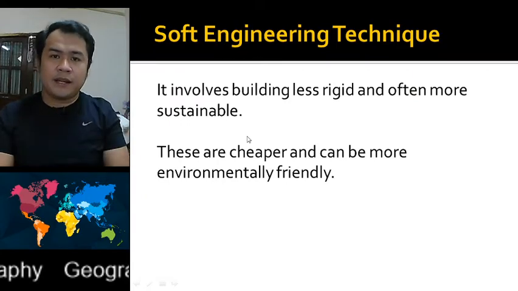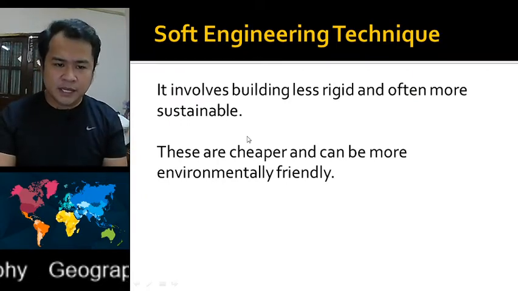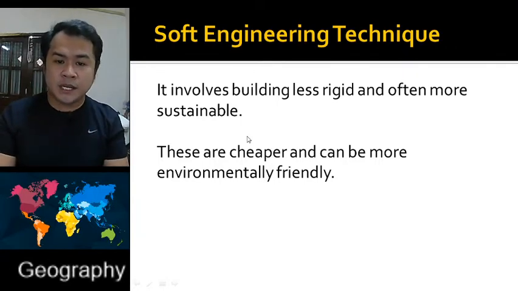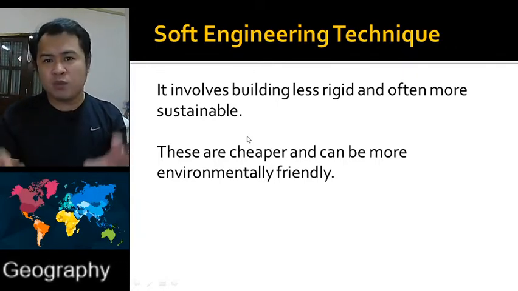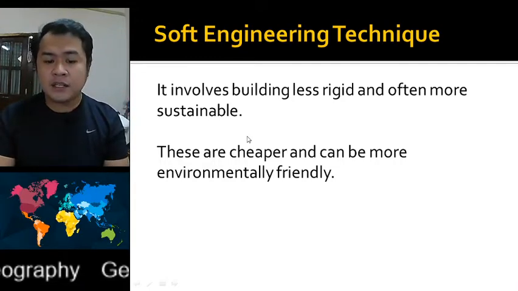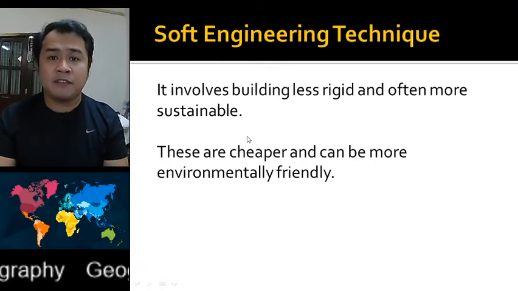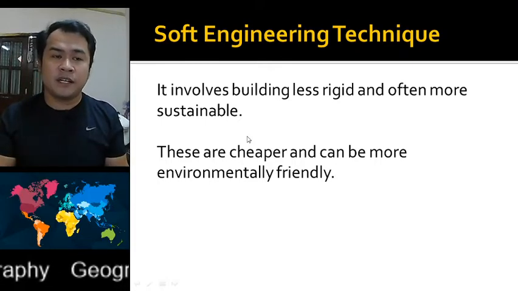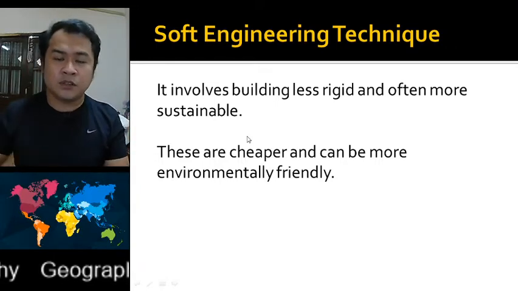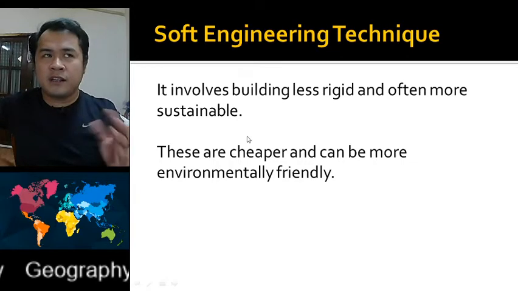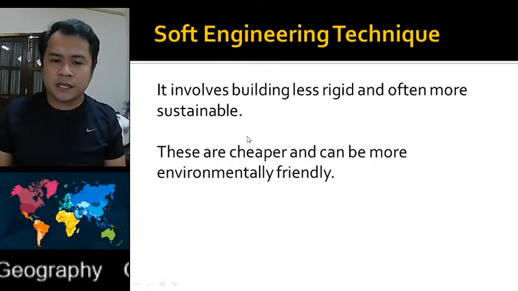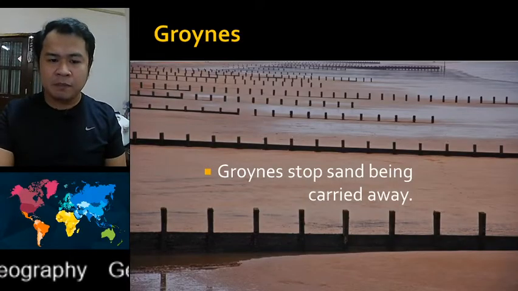All right, and now we have the soft engineering techniques. It involves building less rigid and often more sustainable structures. Less rigid means weaker or less strong, and they are cheaper and can be environmentally friendly. So these soft engineering techniques are significantly cheaper compared to hard engineering techniques. An example of this will be groins.